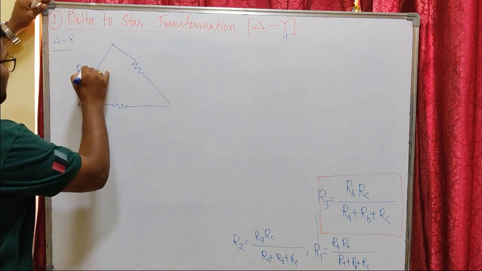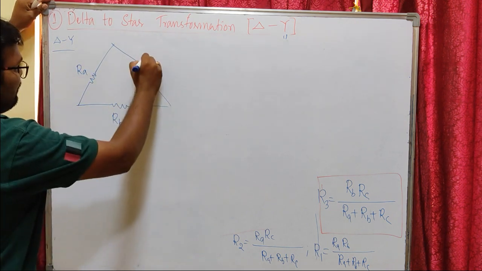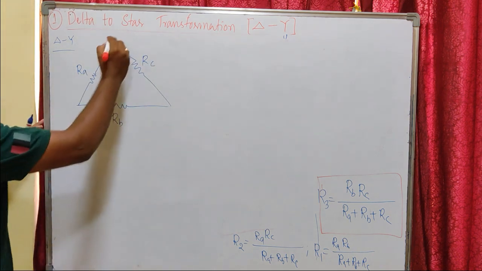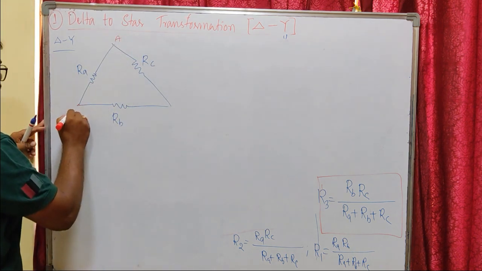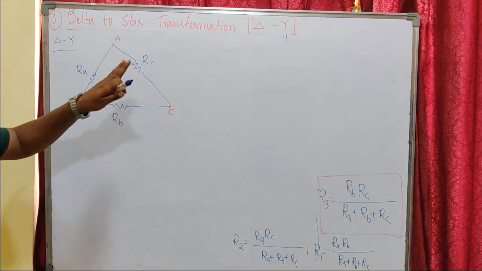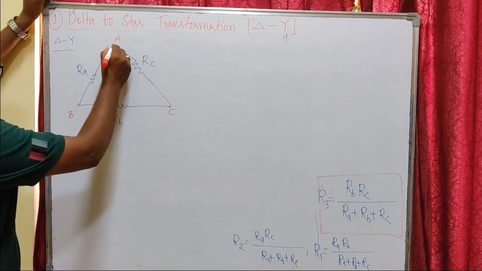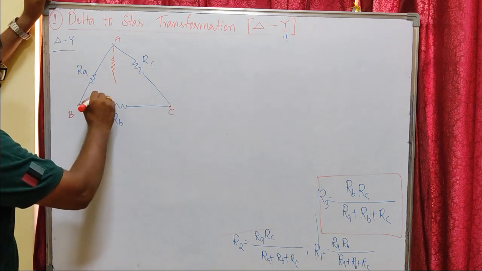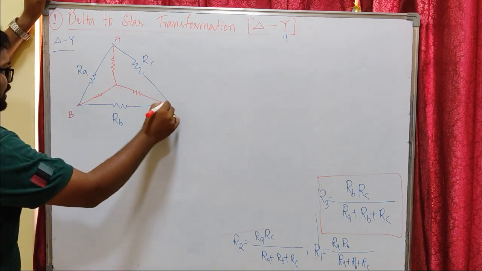So this is RA, RB, RC between points. Let us take this as A, this is B, this as C. Now we are going to transform this delta into star. For that we are going to insert a star connection here. So this red color is what we are going to transform into.